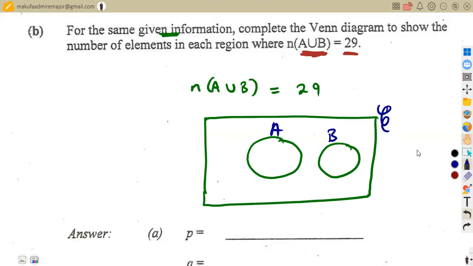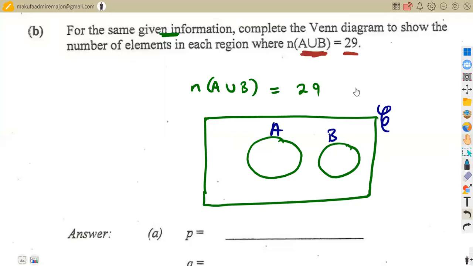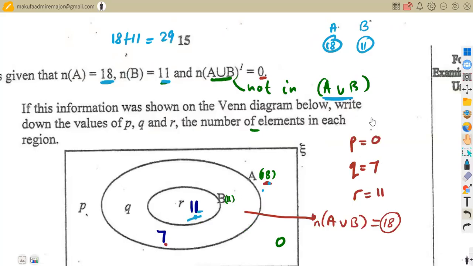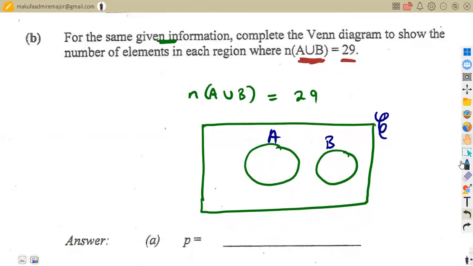So in set A, we are going to have all the elements in A, so that we get the 29, all these elements in A, which is 18. B is going to take all its elements, 11. They are not going to share any element, these two. And here there's going to be nothing, so that A union B is going to give us 29. If we combine A and B, 18 plus 11, we now get 29. So that is the idea of this question.